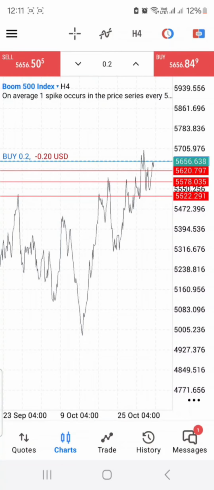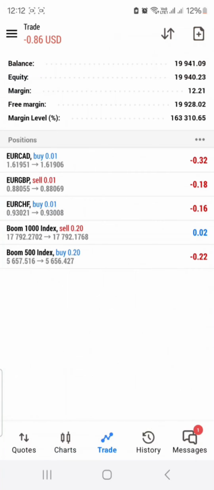And then to check if your predictions are winning or losing, you come to the trade part. The ones that you see are red, it means they are losing. The ones that you see are blue, they are winning. That's it. So let's say maybe you want to close this one, you predicted wrong.